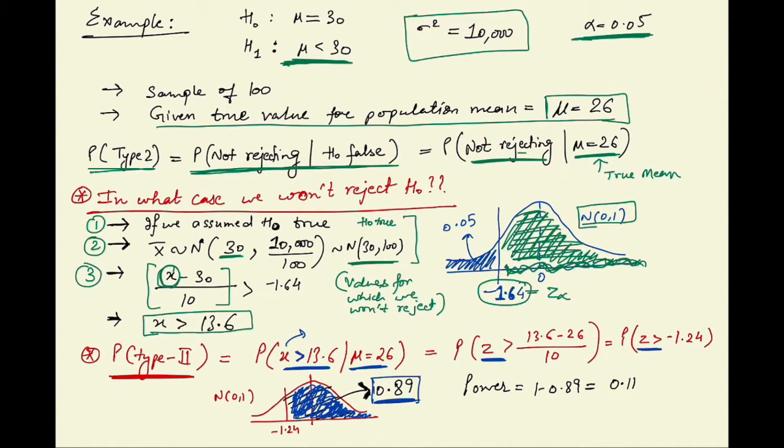And now to calculate power, we simply subtract the probability of type 2 error from 1 and we calculate the power to be 0.11. I hope this video has helped you to understand how to calculate the probability of type 2 errors and power, because this is a bit tricky sometimes.